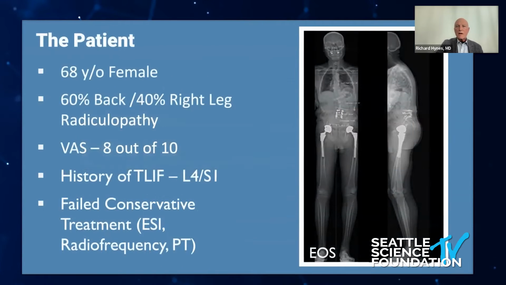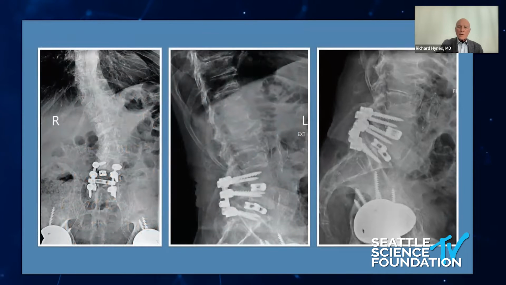I think the best way to talk about the uses of OLIF is through this patient. This unfortunate woman with back and leg pain, high VAS, had an unfortunate outcome from TLIF at L5-S1, as you can see in the views on the right. Failed conservative treatment and obviously needed some correction. This is what it looked like up close. Degenerative scoliosis. She's had bilateral hip replacements.